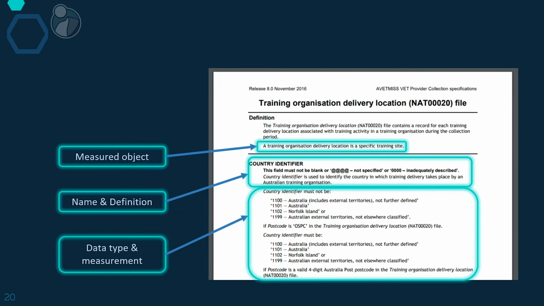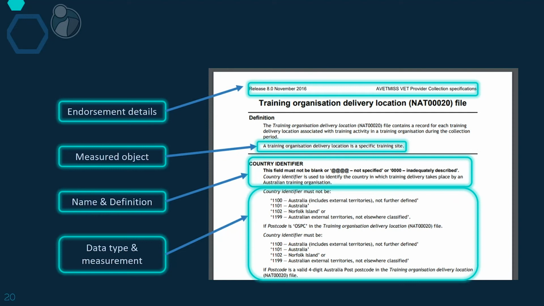I know what it measures. So this is information about a training organization. It's not information about a trainer or potentially even a school. It's just about any training provider that's delivering information at a location. And I also know the endorsement details. So this is the data file for the November 2016 release, and I also know it's the 8th version. So I might be looking for the 9th or 10th now, and I know who to go to ask for that information.